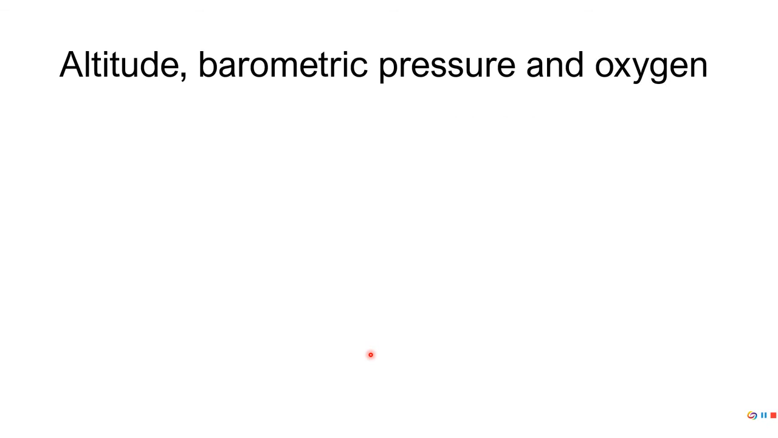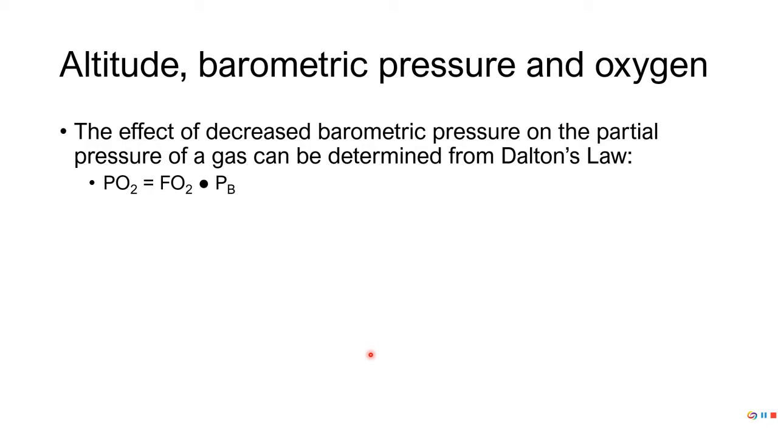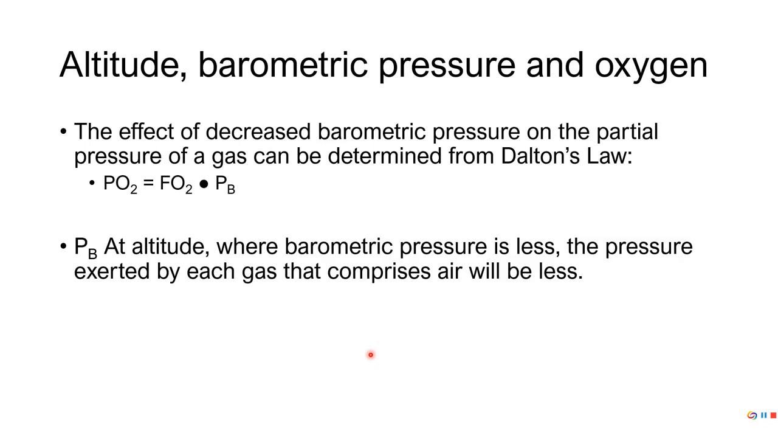Okay, we can use this with Dalton's law, which we have talked about. I know we talked about it in 220. So we just take the pressure of oxygen equals the percentage of oxygen in the air times the barometric pressure. Okay, at altitude, barometric pressure is less, and so there's less of each gas.